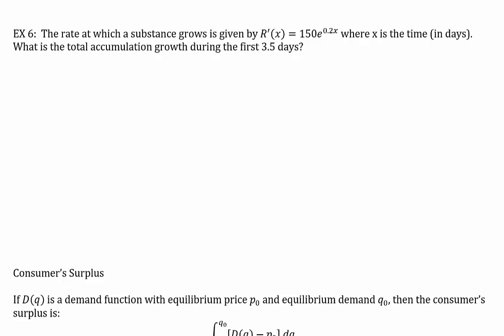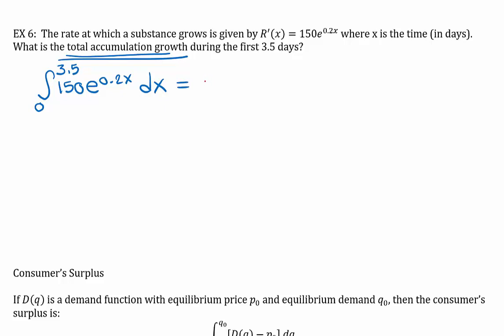In example 6, it says the rate at which a substance grows, and this r prime is also a clue. They're giving me a derivative. They're telling me x is time in days. What is the total growth, the total accumulation during the first 3.5 days? So what they're asking me to do here is to integrate from day 0 to day 3.5. And I am going to integrate that rate of change, 150 e to the 0.2x. So again, that total accumulation is what's telling me to integrate.